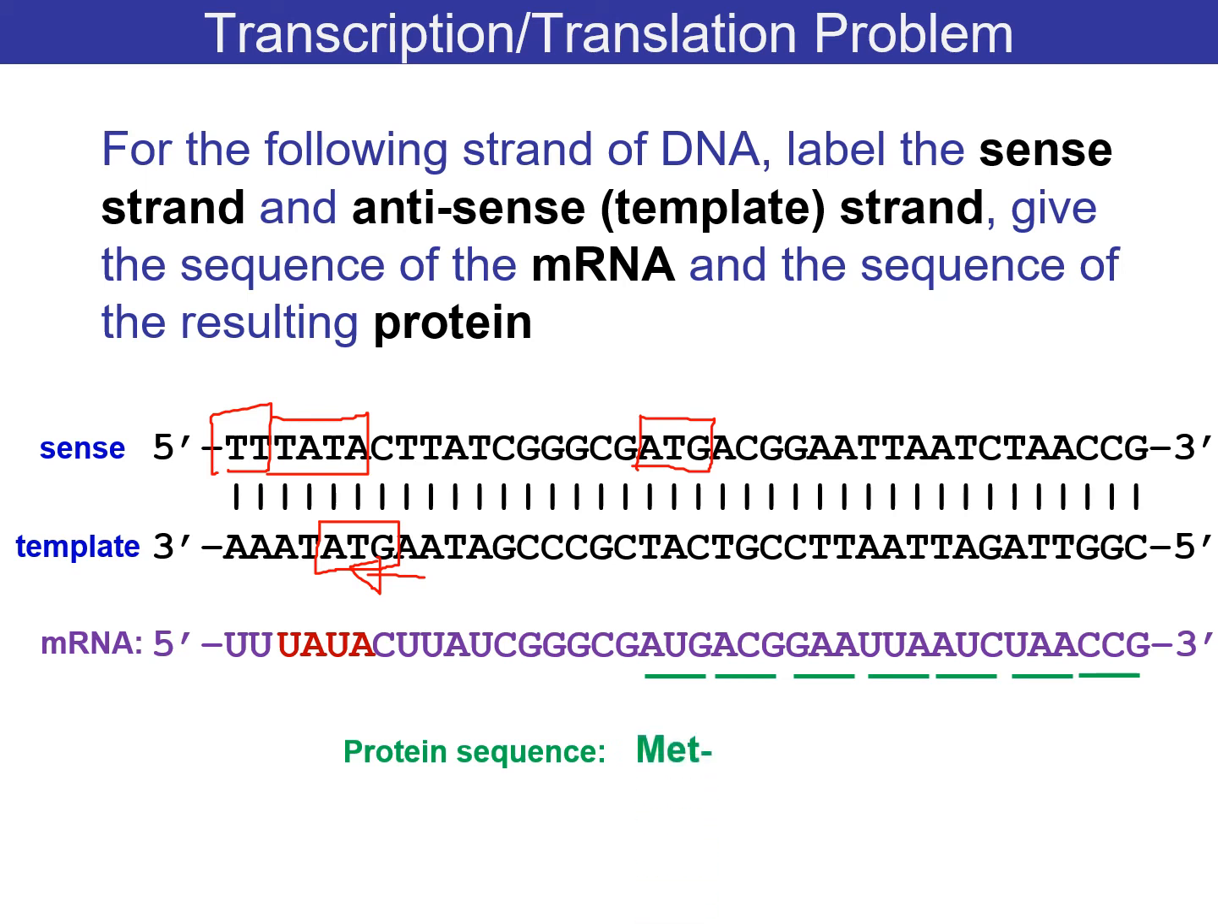So AUG, as always, is methionine. Always start off with methionine. ACG is threonine. GAA is glutamic acid. And then UUA is leucine. AUC is isoleucine. And then UAA, that is my stop codon right there. So STOP for stop. So there is my amino acid sequence, 5 amino acids long.